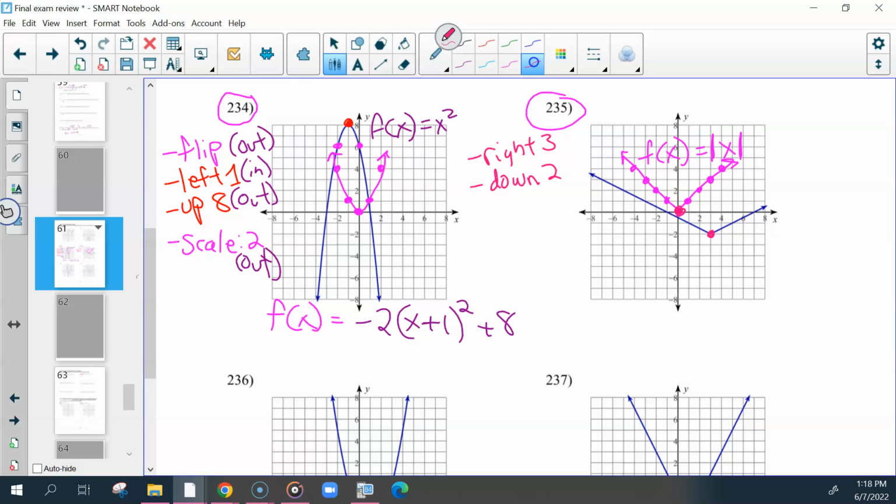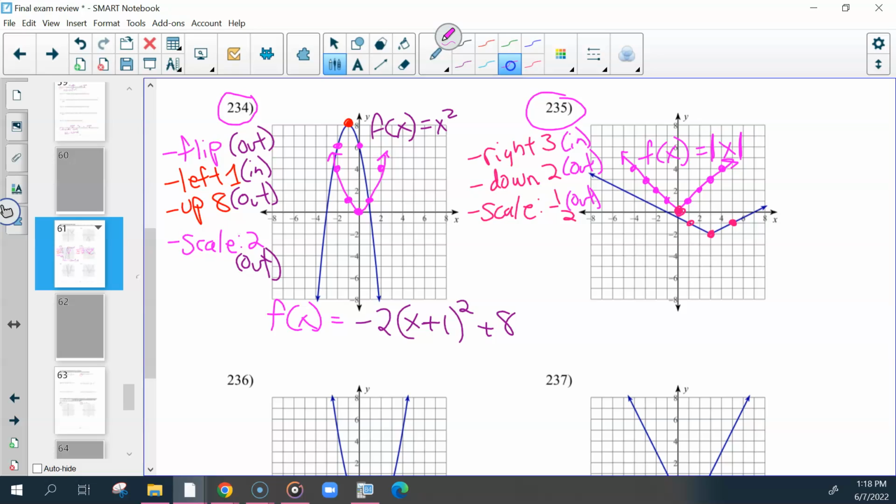And then I have to look at the scale and see, is the scale the same? Am I still going up 1 to the right 1? But in this case, I'm going up 1 and to the right 2, and up 1 to the left 2. So the scale is now 1/2 instead of 1. The scale and the down would be outside things. The right would be an inside thing.